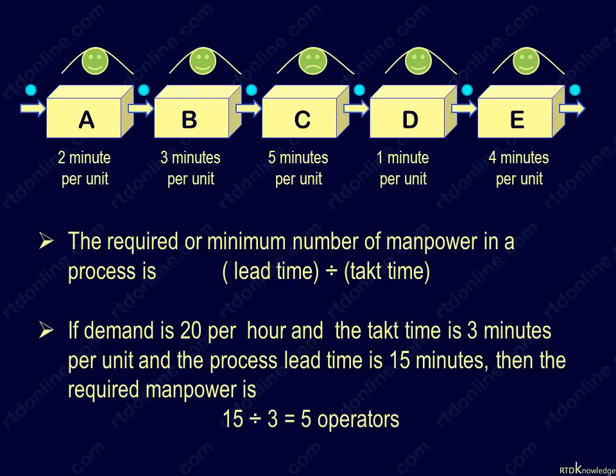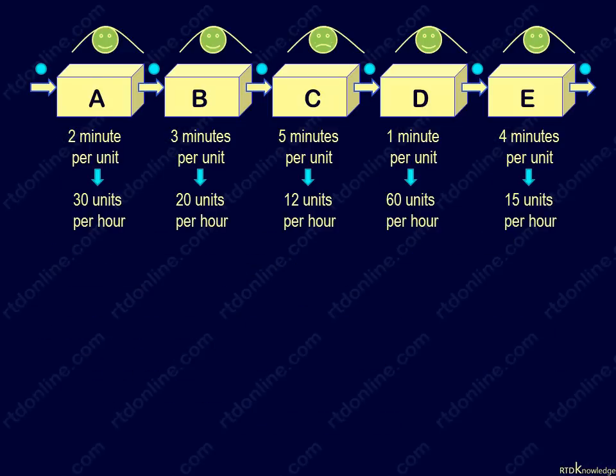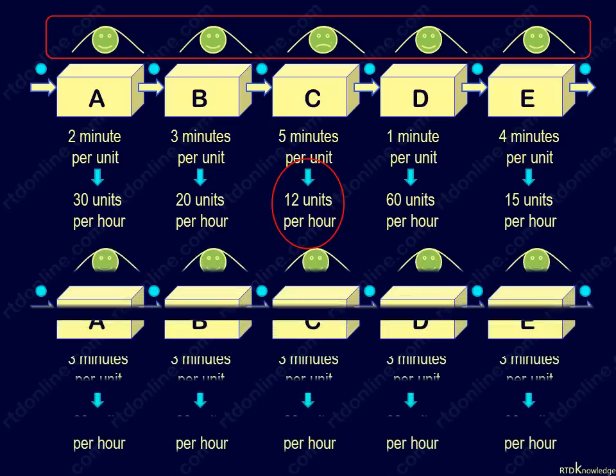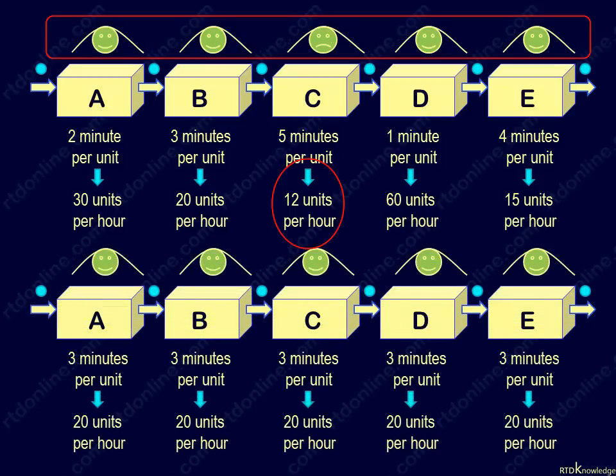Since the process lead time is 15 minutes, the required manpower comes out as 15 divided by 3 or 5 operators. You may be wondering why our process has the right number of operators, 5, and despite being right size, it can produce only 12 units per hour, and not the required capacity of 20 per hour. To right size the right way, we have to do something else aside from having the right manpower. We also have to balance the line and load everyone such that each gets a cycle time of 3 minutes to achieve a process capacity of 20 per hour.